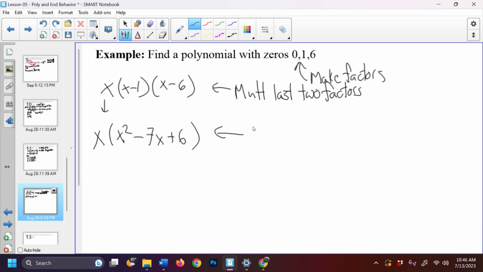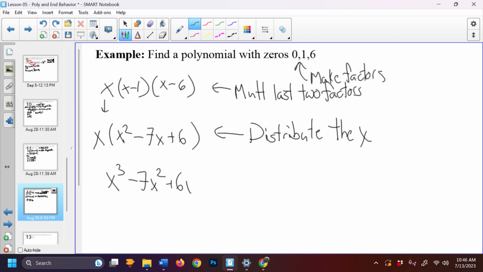And then I'm going to distribute, and so x times x squared is x to the third. X times negative 7x is negative 7x squared. And then x times 6 will be just 6x.